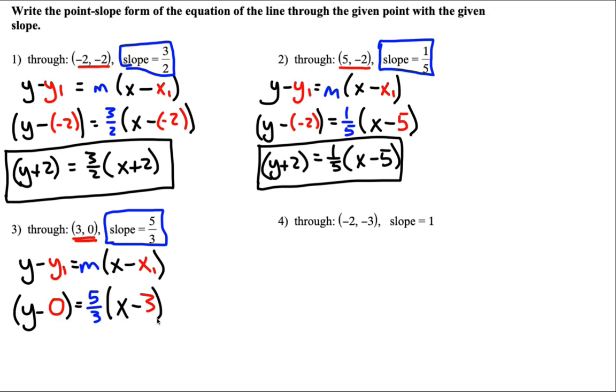And this one is almost simplified as it is here, except y minus 0, that's just equal, of course, to y. And that's going to equal 5/3 times the quantity x minus 3. So here it is now in final point slope form.